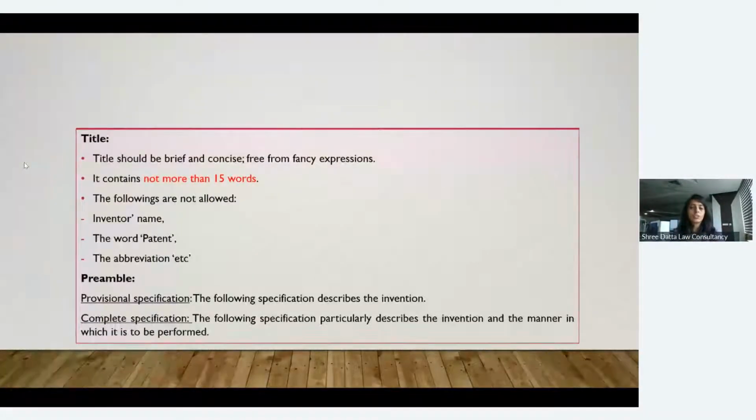Generally they ask for the complete specification, because they are asking for the claims. Generally claims are in the complete specification only. So you have to remember the preamble, and you have to write down this preamble of the complete specification word for word.